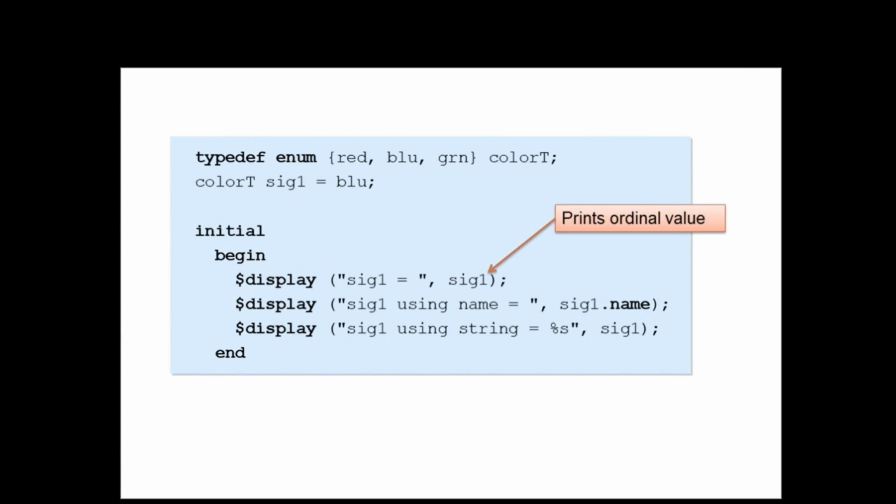Now there are some tools, and this is not common, that allow you to format it using a string. But again, this is sort of non-standard usage, I would say. The right way to do it is actually to use the enumerated type function that gives you the name.